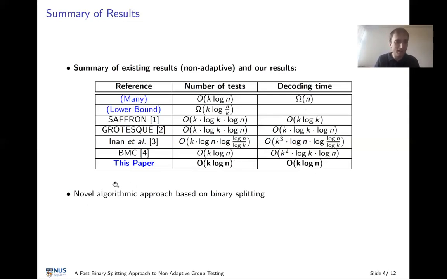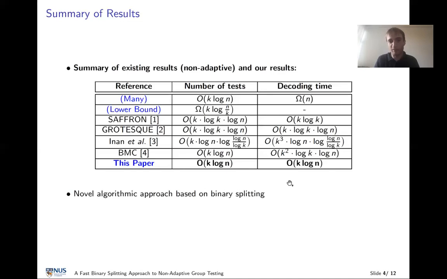Getting this result required a different algorithmic approach. So we're departing from the previous techniques, which were typically based on either code concatenation or some sort of bit masking idea where you explicitly encode the indices of items into the test matrix.